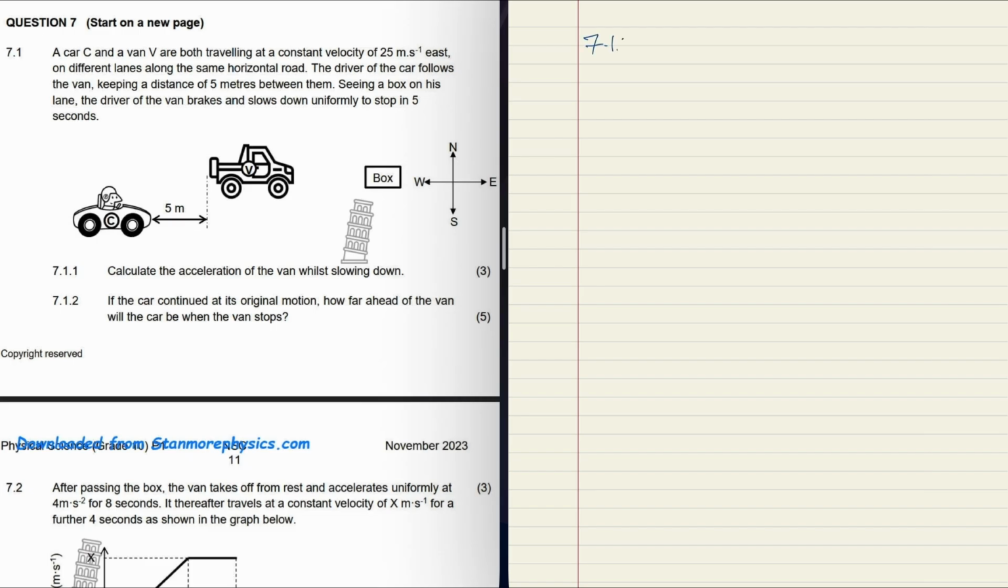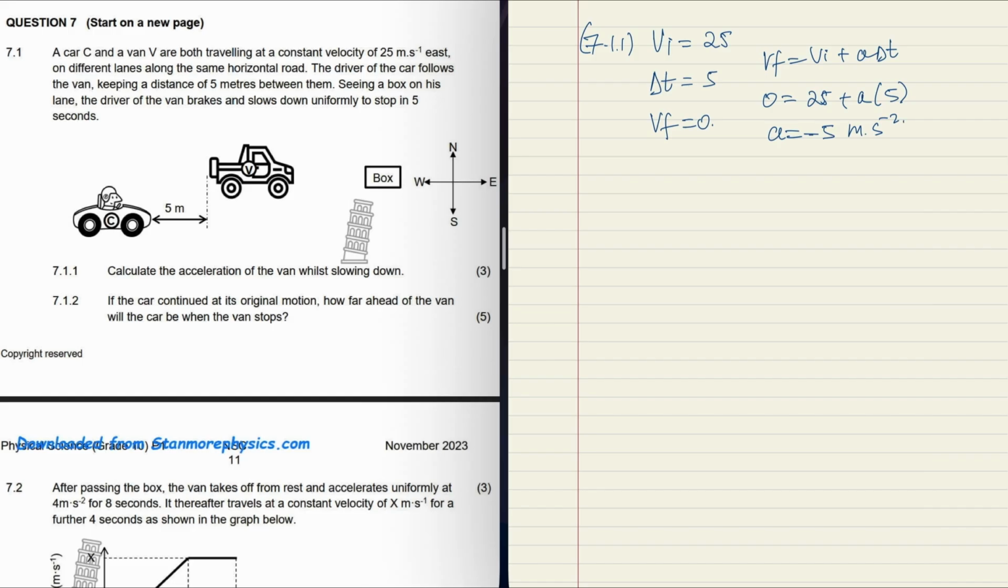So what information do I know about the van? I know its VI is going to be 25 meters per second. I know that the van is stopping in 5 seconds, and I know its VF is going to be 0. So if I want the acceleration, I can use the first equation of motion, which says that VF is equal to VI plus A delta T. 0 is going to equal 25 plus A times 5. That means A is equal to minus 5 meters per second squared.